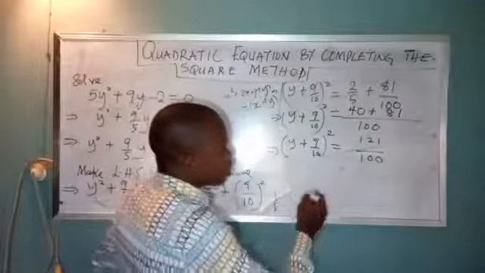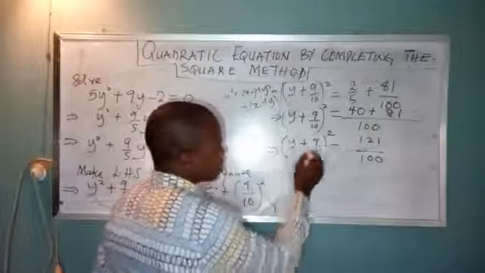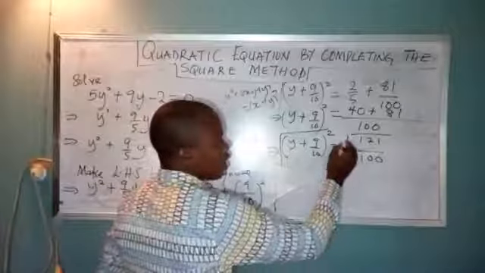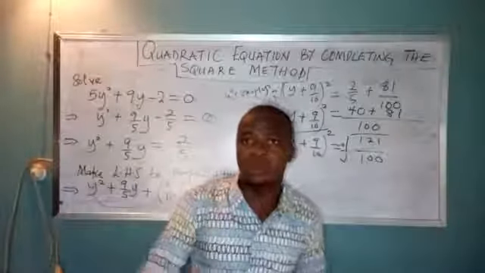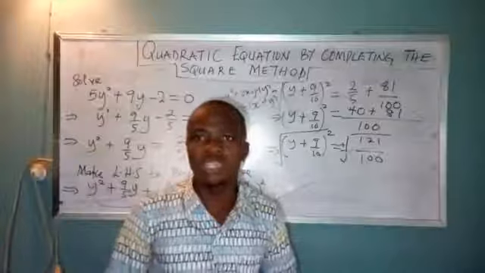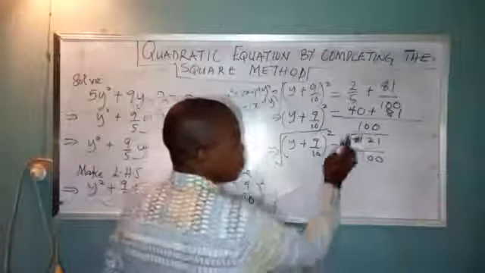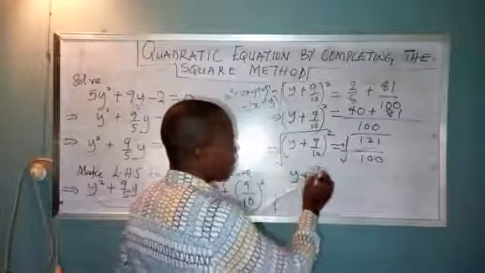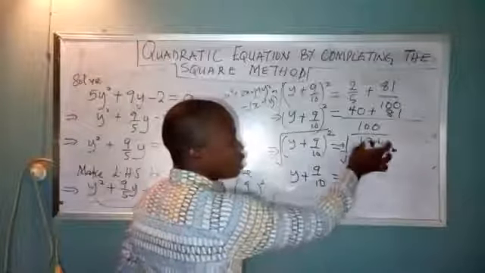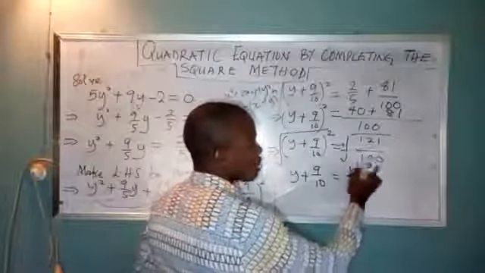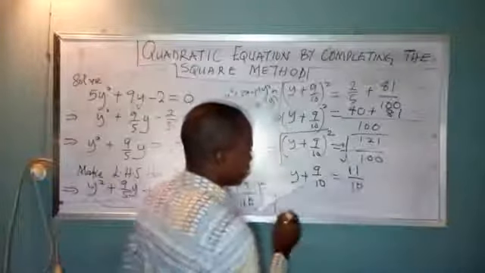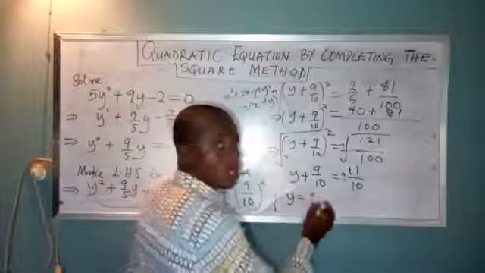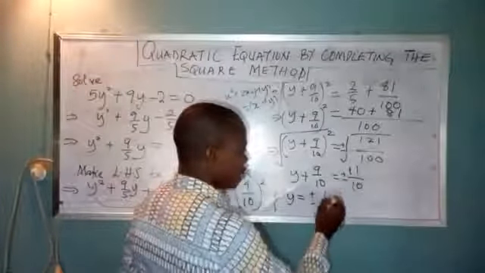Taking the square root of both sides, as you are doing so, definitely you have plus or minus, because don't forget that I told you that the possible values of the variable of a quadratic equation is 2. So we have y plus 9/10 equals plus or minus the square root of 121 over the square root of 100. The square root of 121 is 11, while the square root of 100 is 10. So we have y equals plus or minus 11/10 minus 9/10.